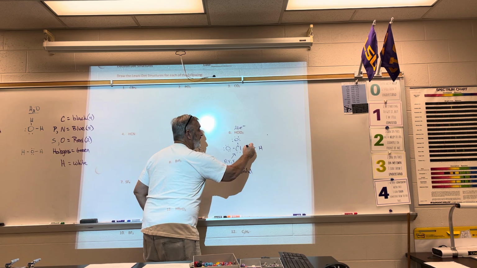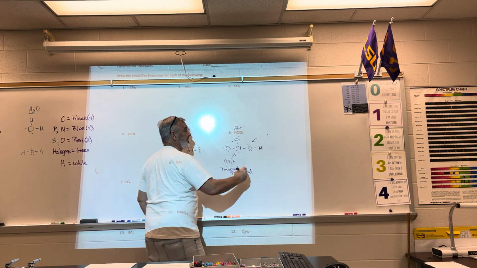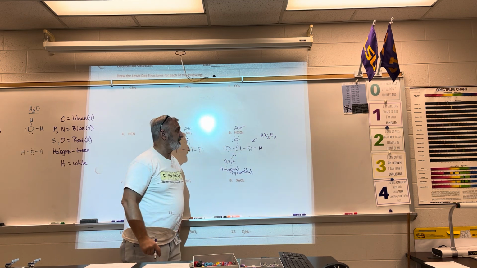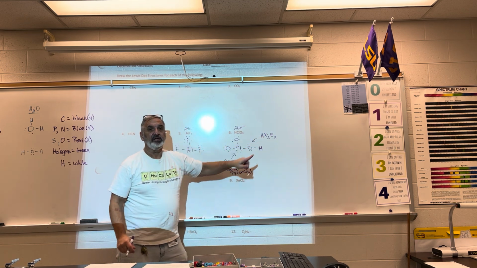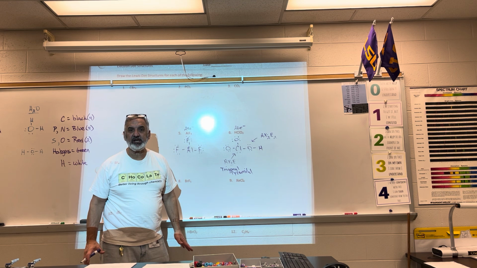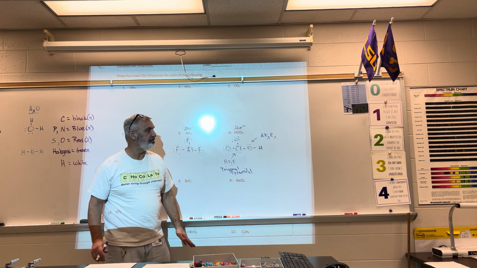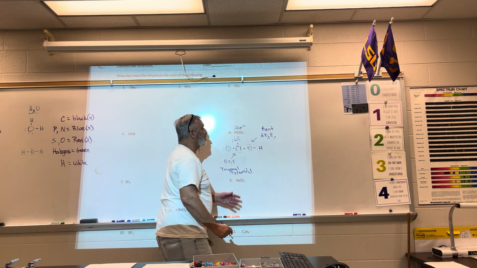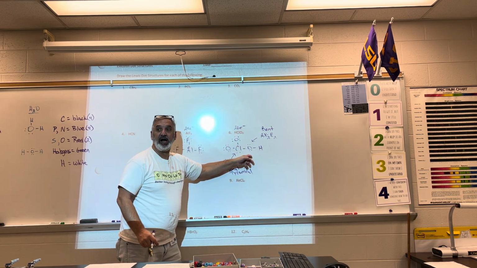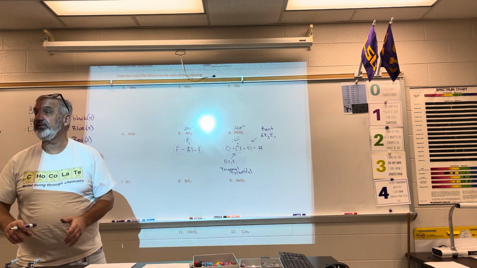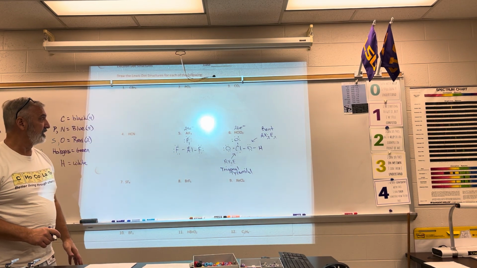But what's the AX? So this is trigonal pyramidal. What's it going to be around the oxygen? Does everybody understand the AX formula? So what's the shape of AX2E2? Bent. So it's going to be bent around the oxygen here. You're going to have a pyramid, and then it's going to be bent around that, okay?